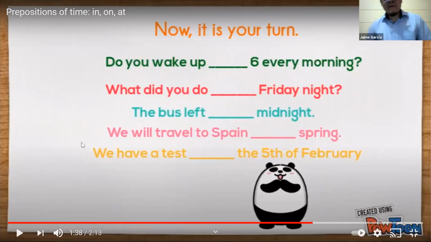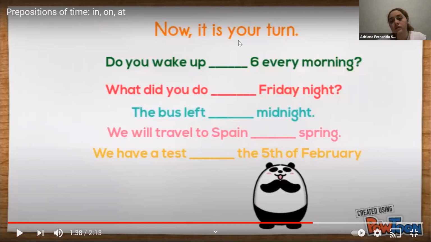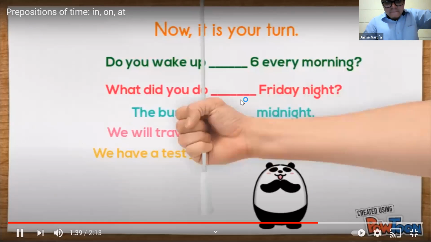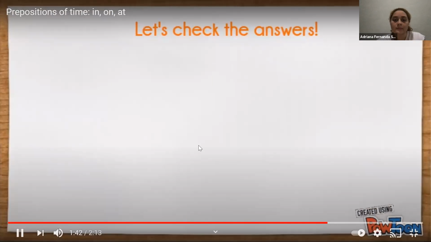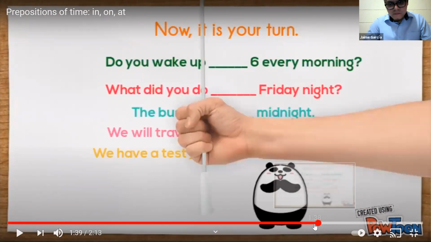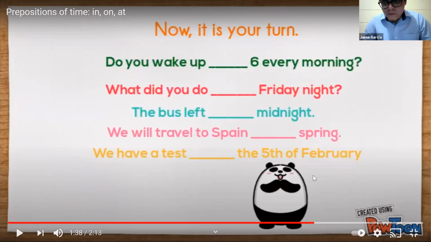First example, Adri. Do you wake up at 6 every morning? So what is the preposition? At 6 every morning. Okay, Mario. What did you do on Friday night? What is the correct preposition of time? On Friday night. Okay. All right.